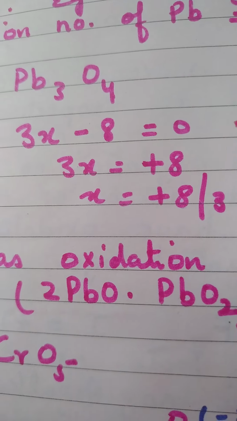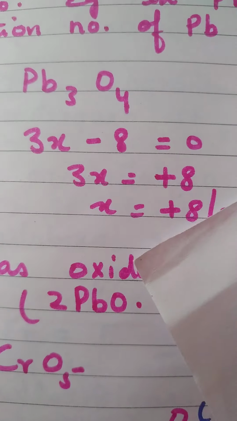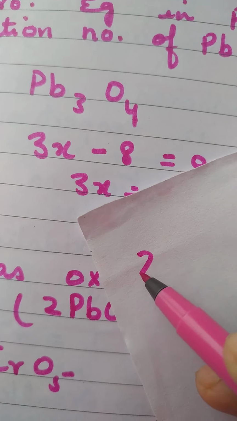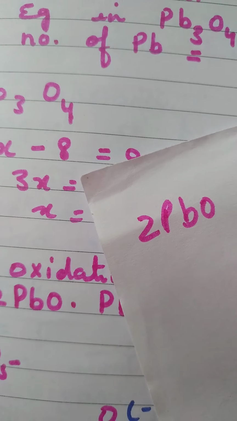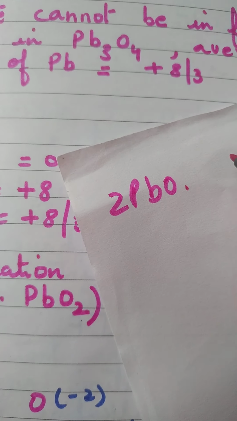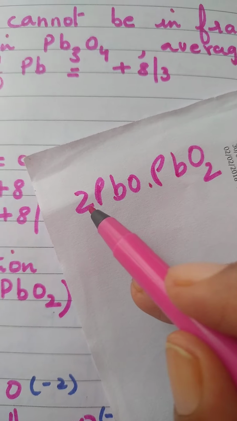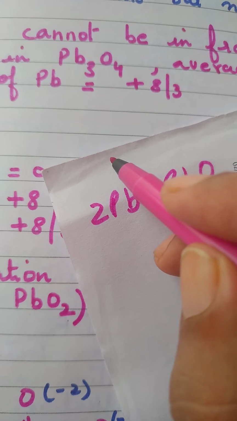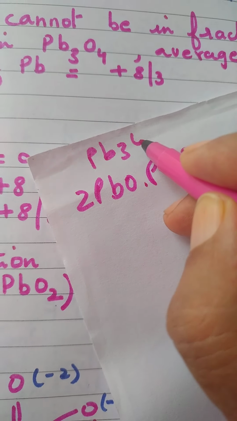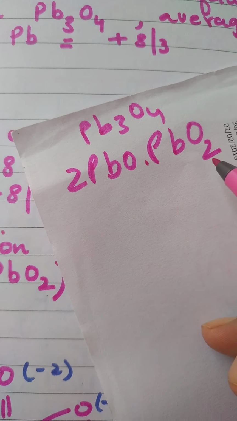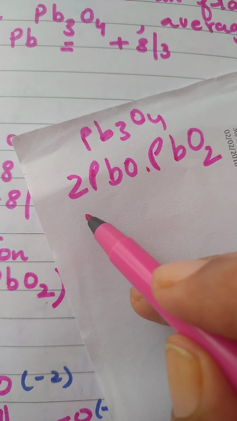Now if it is 2 PbO, we write it here. If it is 2 PbO and PbO2, together it will be what? 2 and 1, 3. So the formula becomes Pb3O4. This is the formula. But we write it, break it up like this.